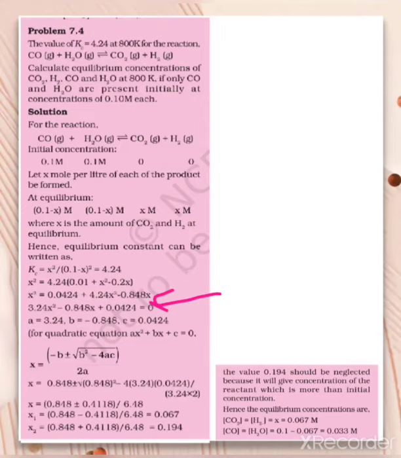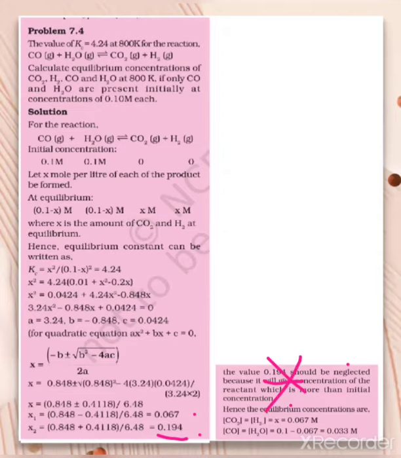Now we get a quadratic equation, which is given here. How do we solve this quadratic equation? Mathematically, we solve a quadratic equation by this formula. By using this formula we get two values of x, x1 and x2, which are shown here. Which value is taken? The value 0.194 can be neglected because it would give a reactant concentration more than the initial concentration, and it never happens that a reaction goes forward and the concentration becomes more than the initial. So we can neglect this value.